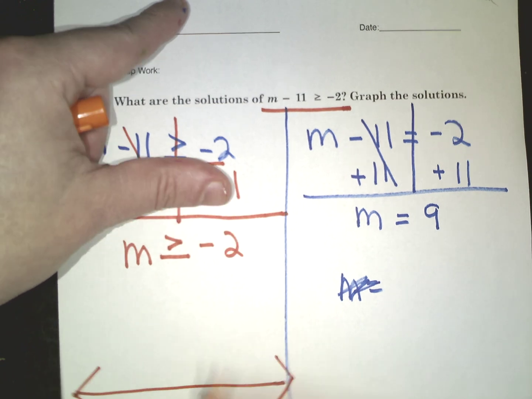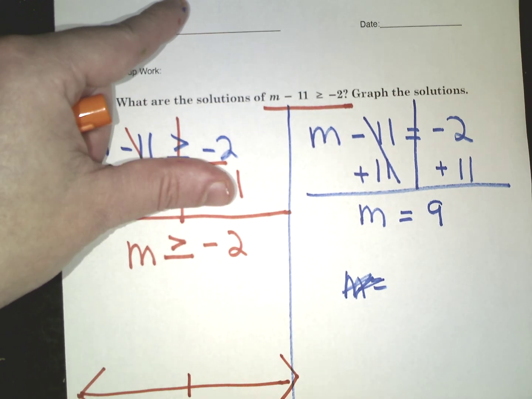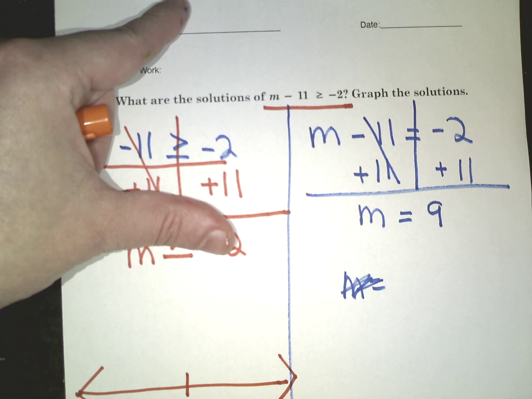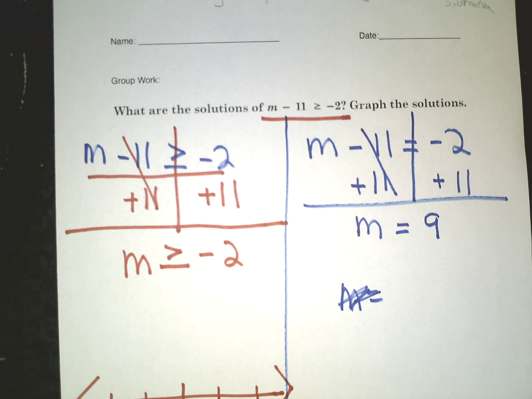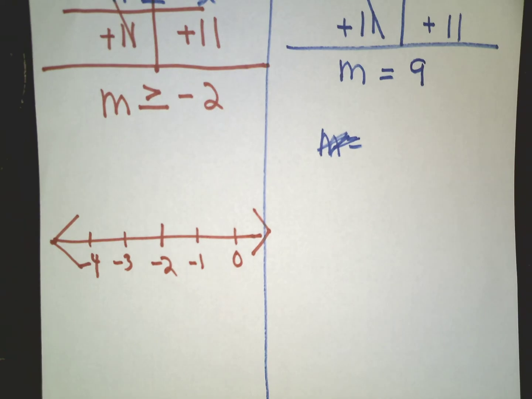I'm going to make this easy on myself. Middle number is going to be negative 2. Then I'm going to go closer to 0 here, negative 1, then 0. And over here, I'm going to go negative 3, negative 4. So I made a quick little number line. I'm going to use the color green to do my arrow.